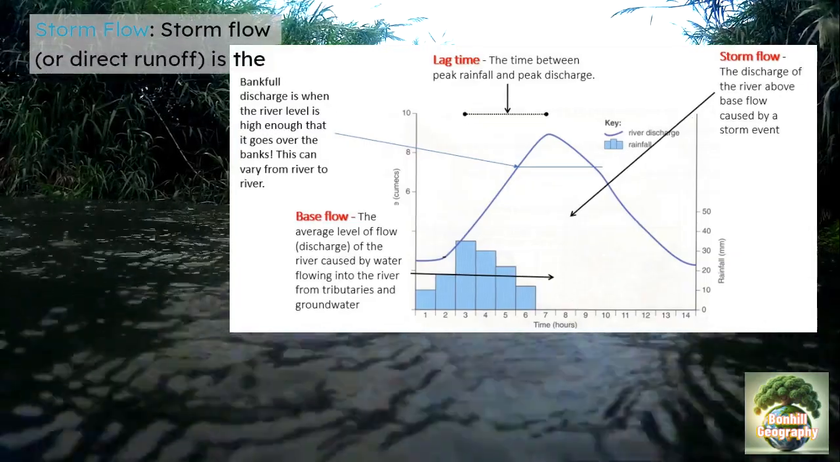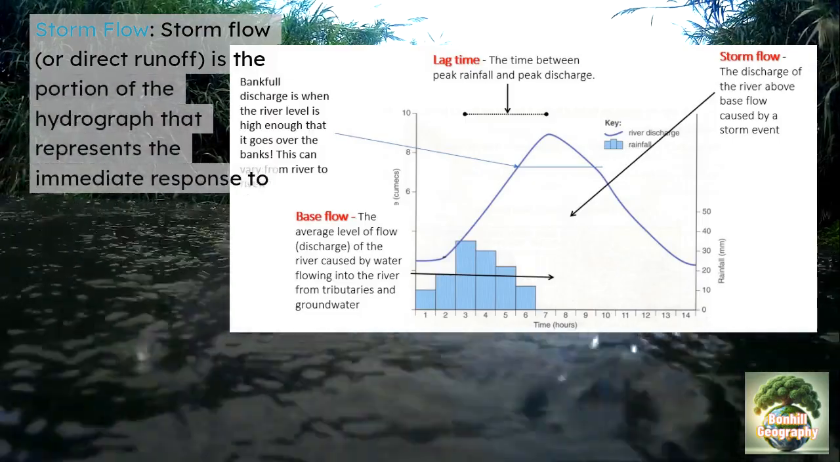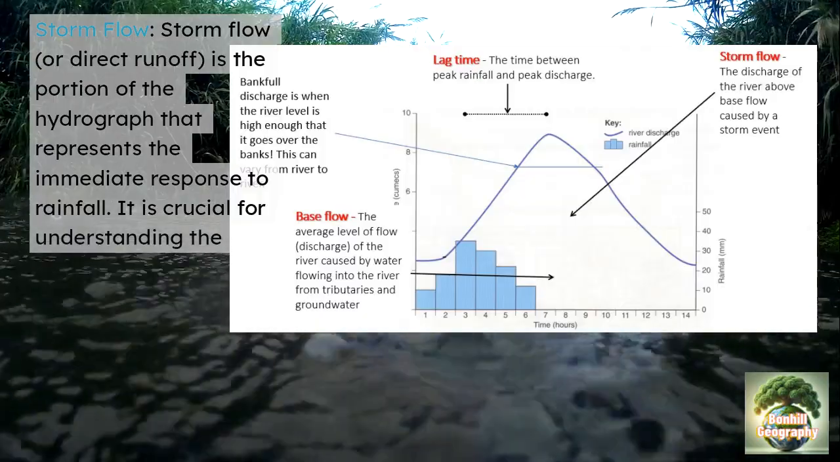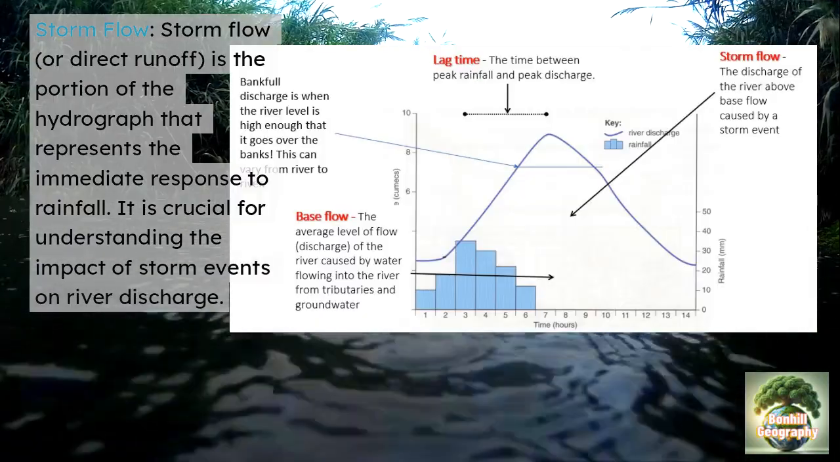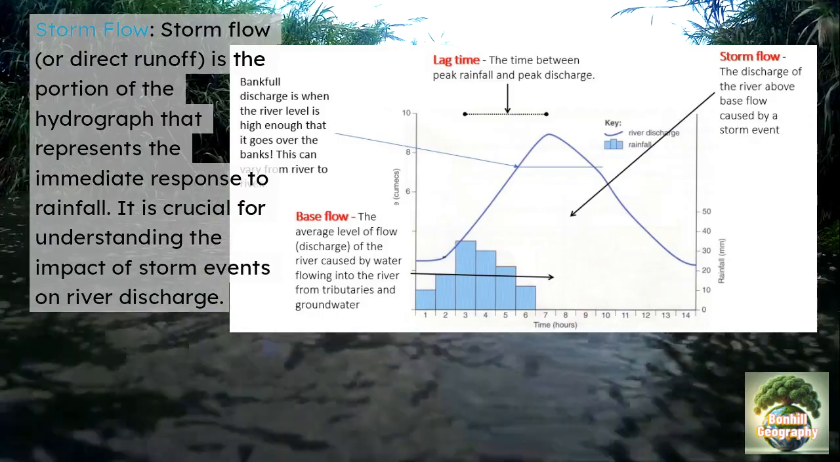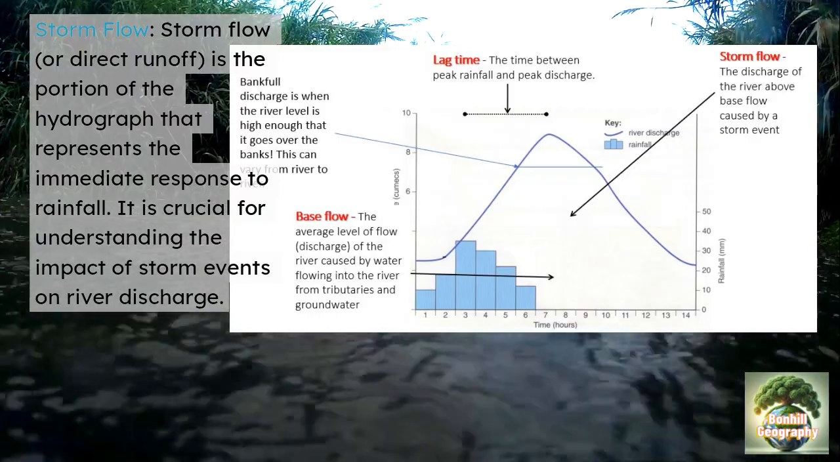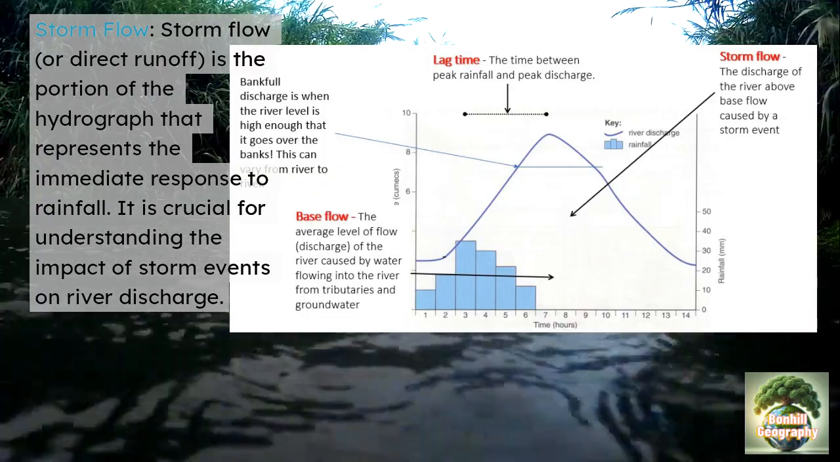Next, we have storm flow. Storm flow is known as the direct runoff, or the proportion of the hydrograph that represents the immediate response to rainfall. Sometimes this can be defined as surface runoff. It's crucial for understanding the impact of storm events on river discharge. So, it's anything above the base flow.